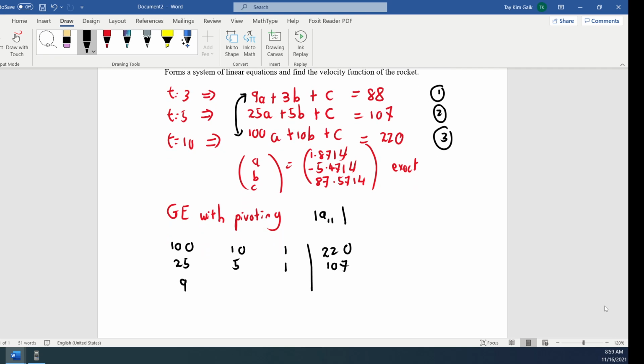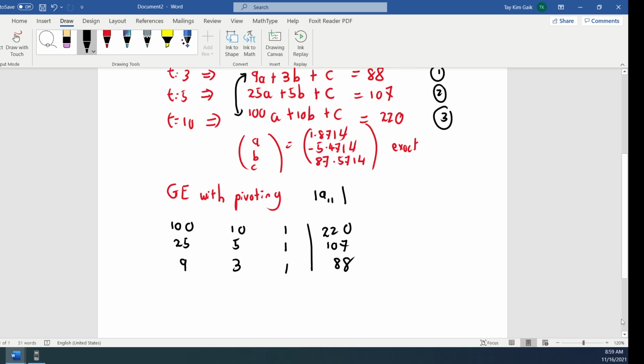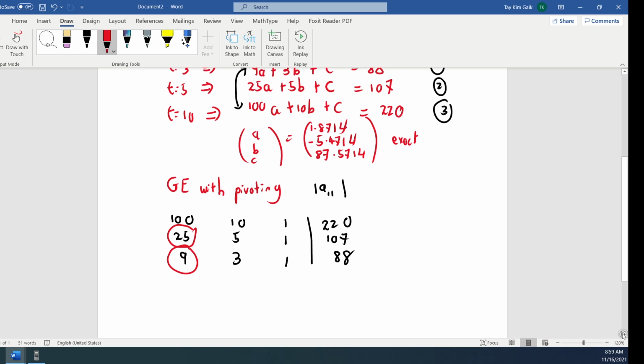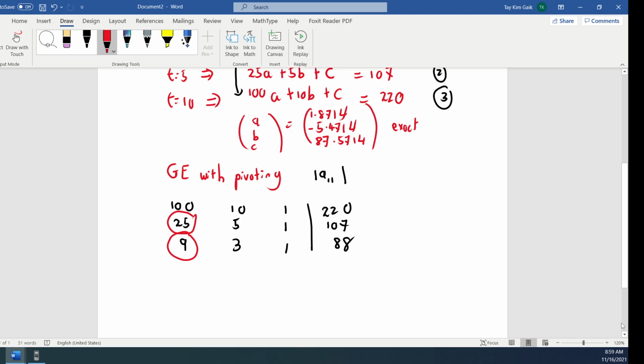Okay, so 9, 3, 1, 88. Meaning swapping row, you get here. Now you eliminate these two, become 0. Okay, your row operation. So make sure, if it is Gauss elimination with pivoting, you must have this swapping. Meaning this step is a must.